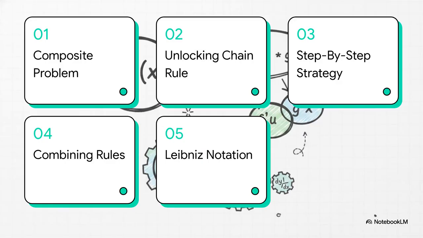So here's our roadmap for this explainer. We'll look at the composite problem, unlock the chain rule, go through a step-by-step strategy, combine some derivative rules, and wrap up with Leibniz notation.